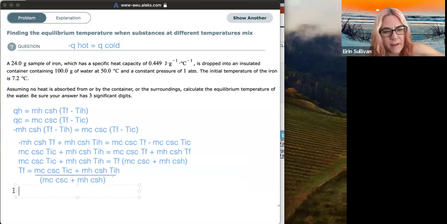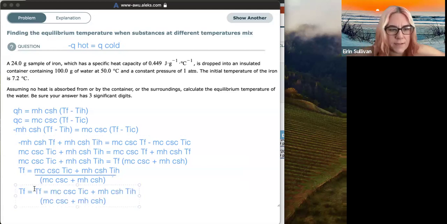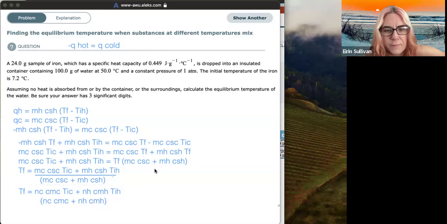Just as an FYI, we could have done the same thing for molar heat capacity, right? So instead of being the mass of the cold thing, it'd be the number of moles. It'd be my molar heat capacity. Just so you've got that somewhere that you can refer to. There it is: number of moles, molar heat capacity, number of moles, molar heat capacity. So you can keep that one for free, okay?